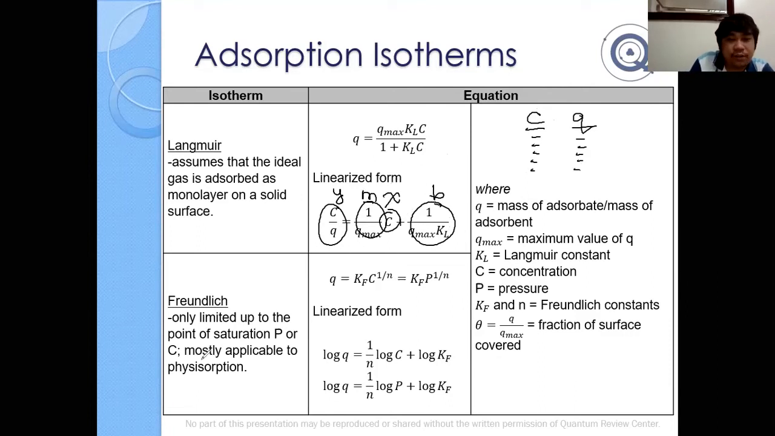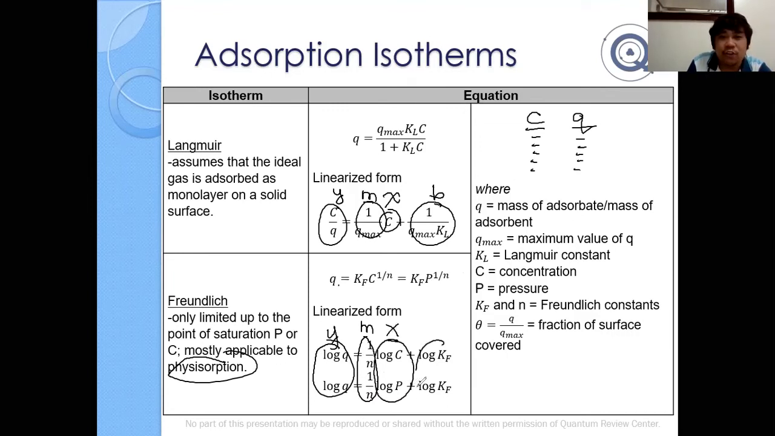Now, let's go to Freundlich isotherm. The keyword here is physisorption. Mostly applicable ang Freundlich isotherm if you have physisorption. Now, here's the equation. Q equals Kf C raised to 1 over n, or pwedeng palitan yung C ng P. The linearized form is, i-take nyo lang yung log ng both sides. Your linearized form will be log of Q as your y, 1 over n as your m, log of C or P as your x, and log of Kf as your b.